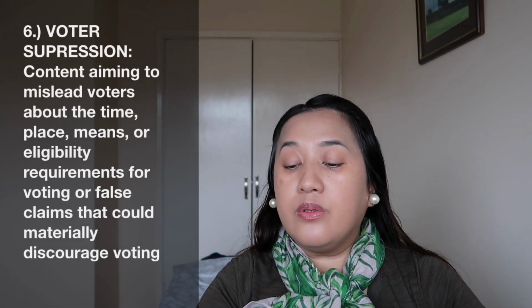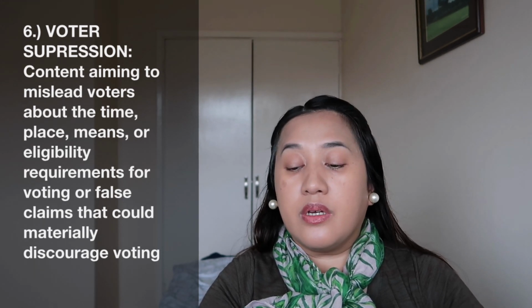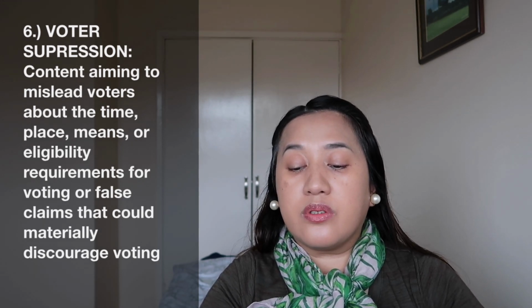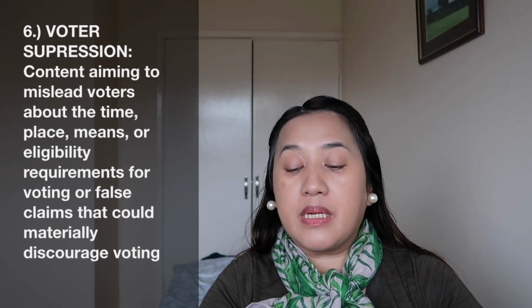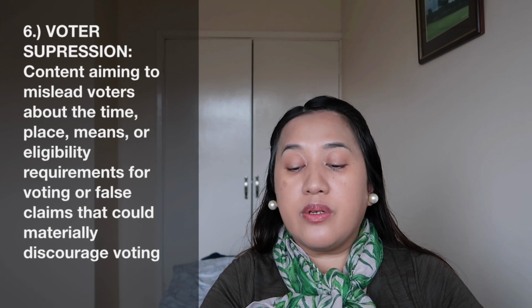Content offering cash gifts, get-rich-quick schemes, or pyramid schemes, sending money without a tangible product in a pyramid structure. Those pyramid schemes are not allowed. Number six is voter suppression. Content aiming to mislead voters about the time, place, means, or eligibility requirements for voting, or false claims that could materially discourage voting.